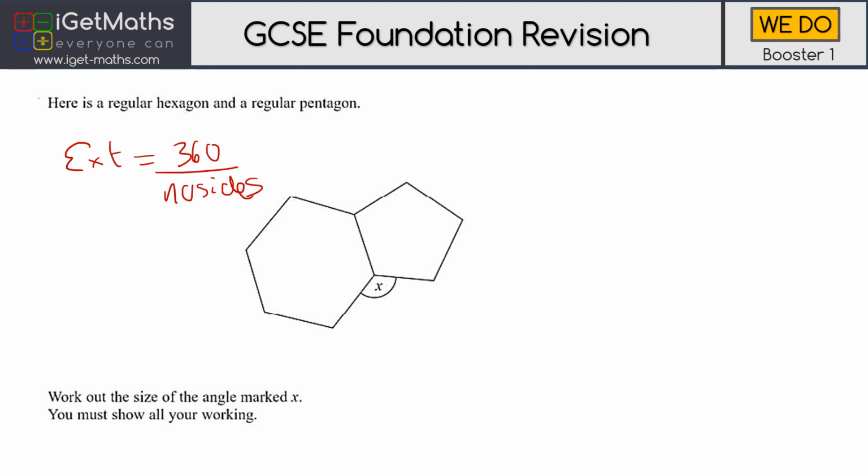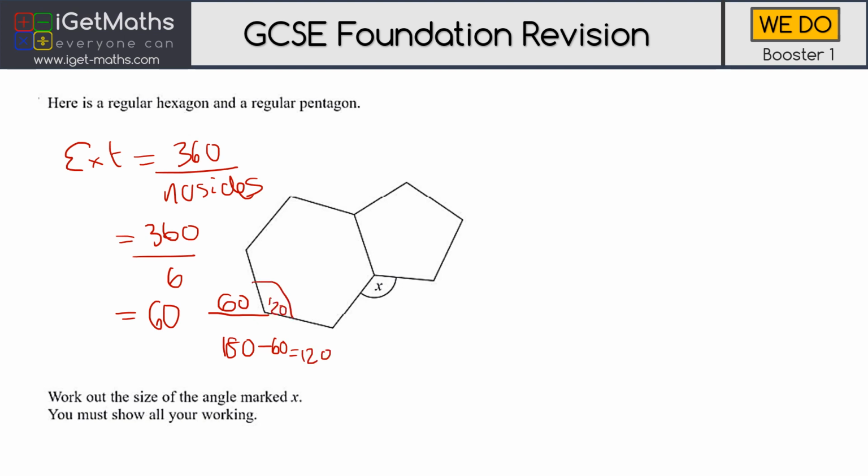So here we've got 360 divided by 6. That's going to give me 6 goes into 36 6 times, 0 left over. That's 60 degrees for the exterior angle. The interior angle, if you needed it in a different question, therefore is just 180 minus 60, which will give you 120.